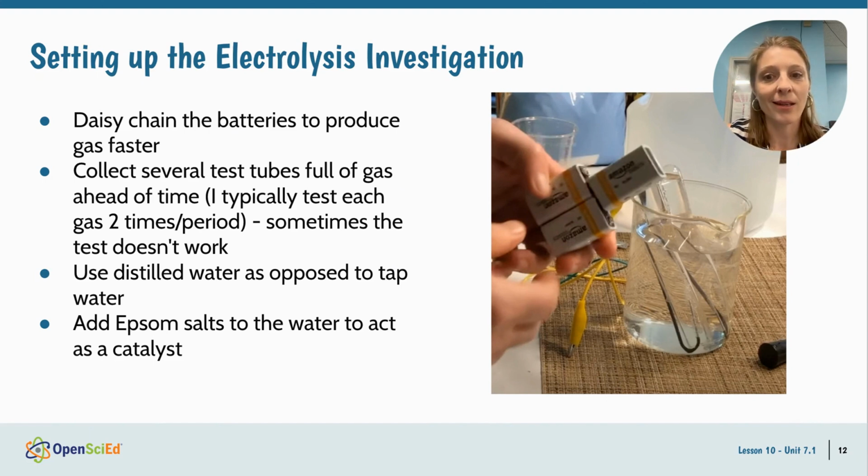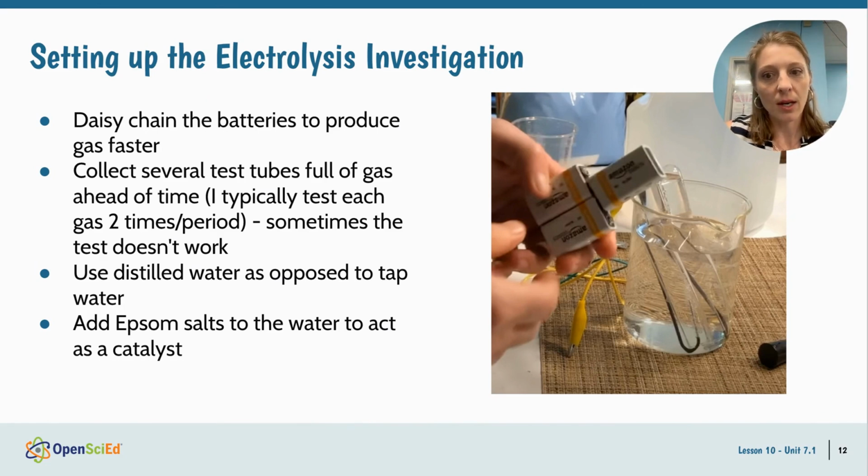I suggest collecting several test tubes full of gas ahead of time because I typically test each gas at least 2 times per period, because sometimes when you do this test, it doesn't work. And sometimes the students are like, the test goes so fast, oh, I missed it. Can you do it again? So have multiple sets of each gas A and gas B ready.